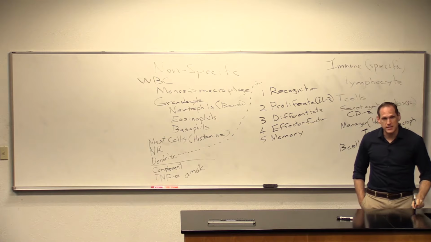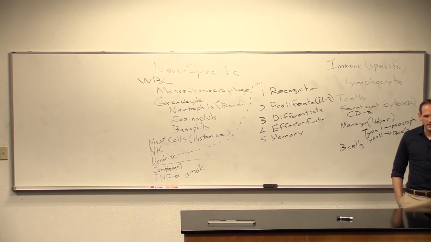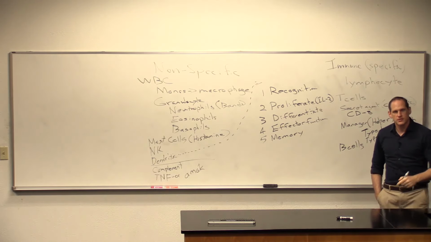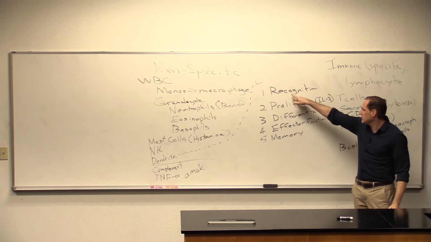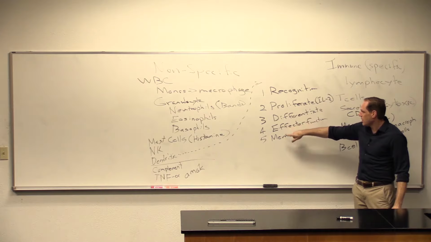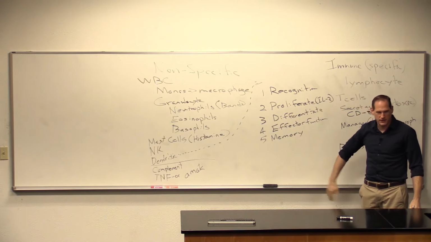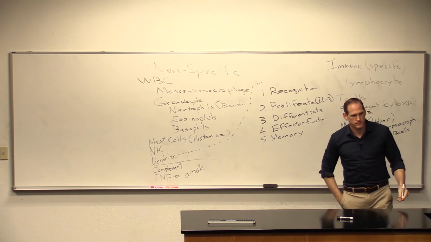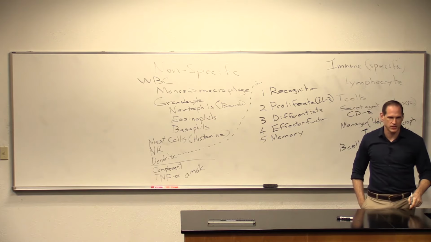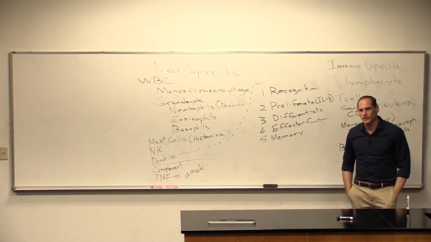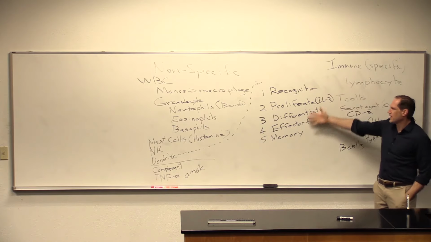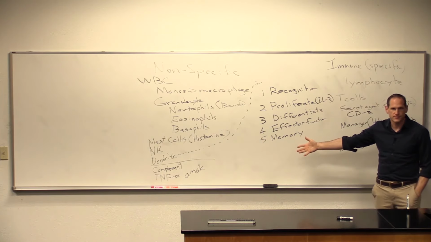Now, memory T cells are fully developed, ready to kill. So the next time this same antigen comes around, we don't need to do steps 1, 2, 3. All we need to do is proliferate and then effector function. We don't have to wait for recognition. Does that make sense? All right, so that's how a T cell goes.